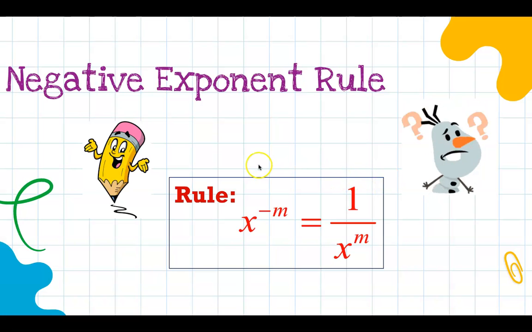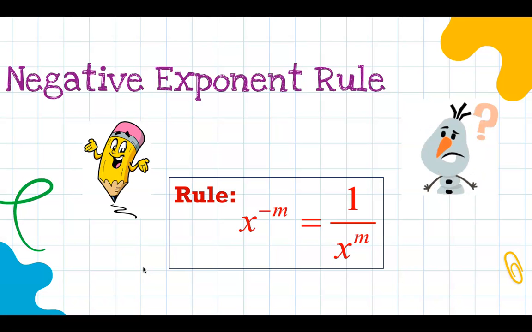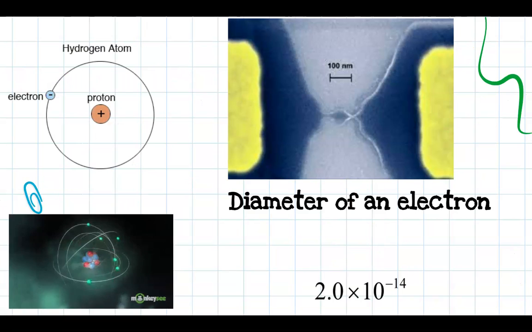Please be reminded that whenever an exponent is negative, it is the same as 1 over x raised to the m. So a negative exponent refers to decimal numbers or very small numbers.